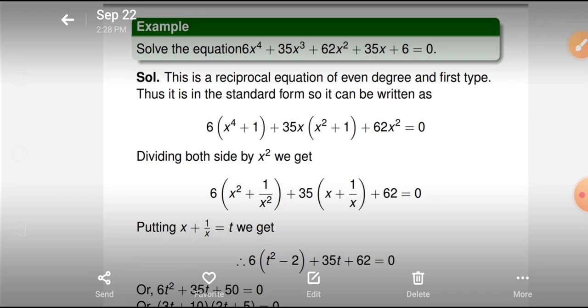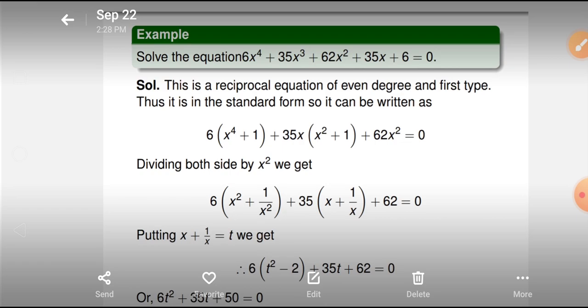Solve the equation 6x^4 + 35x^3 + 62x^2 + 35x + 6 = 0. Here see the first term, 6x^4. The maximum degree is 4, so this is even degree, and the first term and the last term have the same sign. So this is a reciprocal equation of even degree and first type. So this is in the standard form.